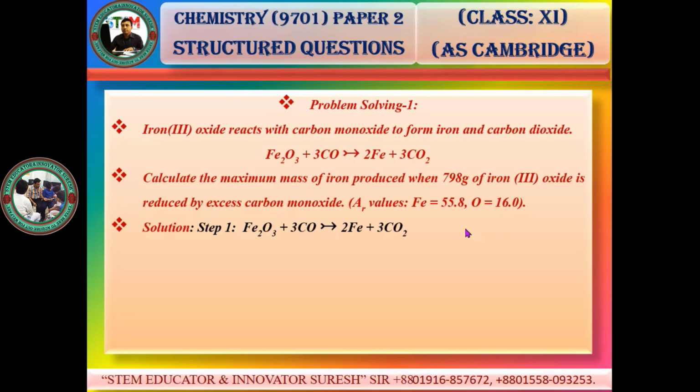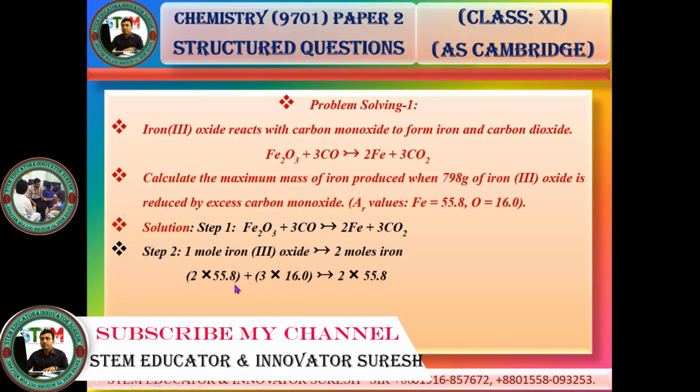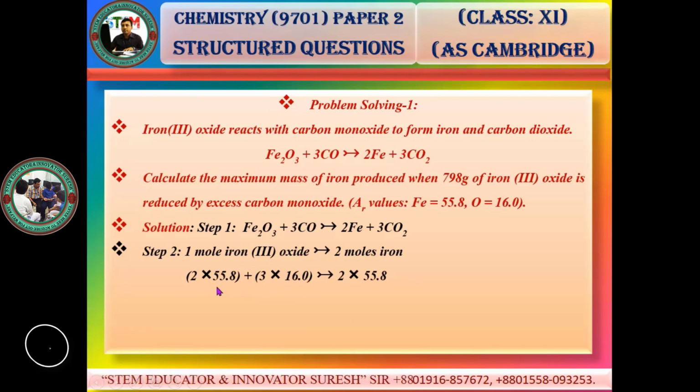Step 1. First of all, we have to rewrite the equation. Iron 3 oxide reacting with 3 carbon monoxide to form 2 moles of iron and 3 moles of carbon dioxide. Step 2. 1 mole of iron 3 oxide is equivalent to 2 moles of iron. If we look at the reaction, we get 1 mole of iron 3 oxide is equivalent to 2 moles of iron. Now, if we convert them to masses, we will see the total mass for iron 3 oxide is this, and it's equivalent to, for the right side or the product, 2 into 55.8.